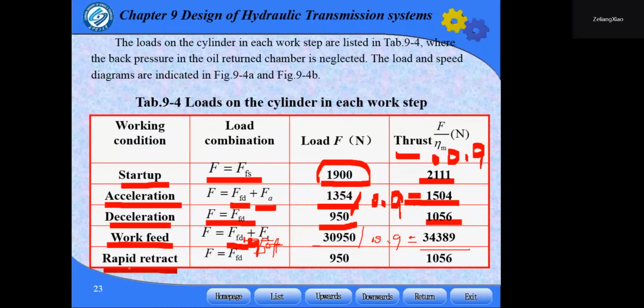The last process, rapid retraction. Total force equals the friction of motion. So the number is this one, and we calculated this rapid force.